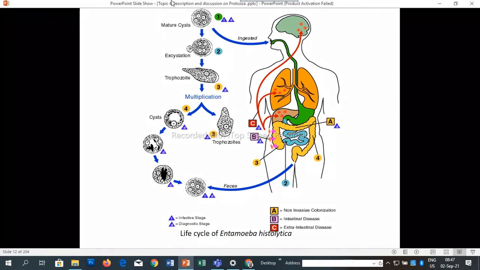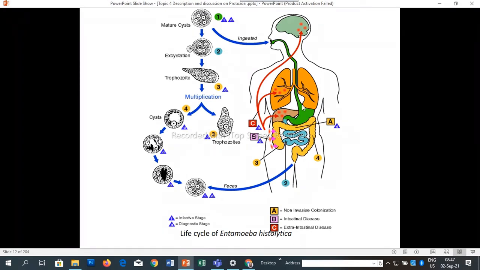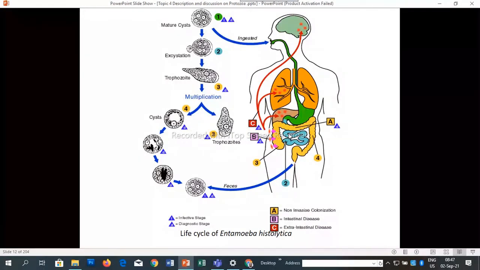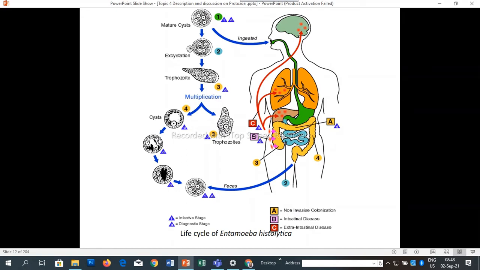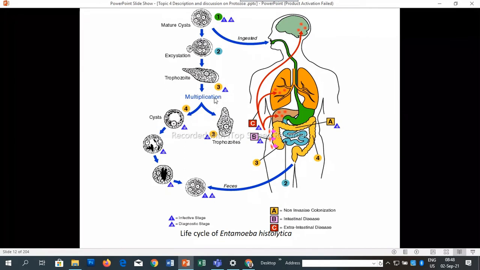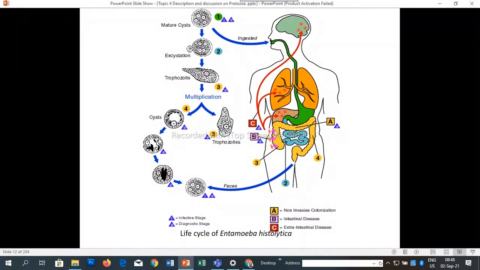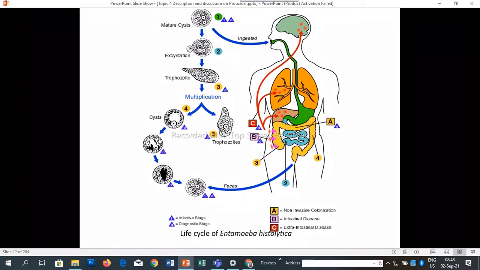We have here a cyst, which is mature. The cyst will be ingested by the human, and it will resist gastric acid, or gastric juice, and go to the small intestine, where it will excyst, and there will be mitosis to make many trophozoites, amoeba. Then this amoeba will move to the large intestine, and in the large intestine, they can become invasive.